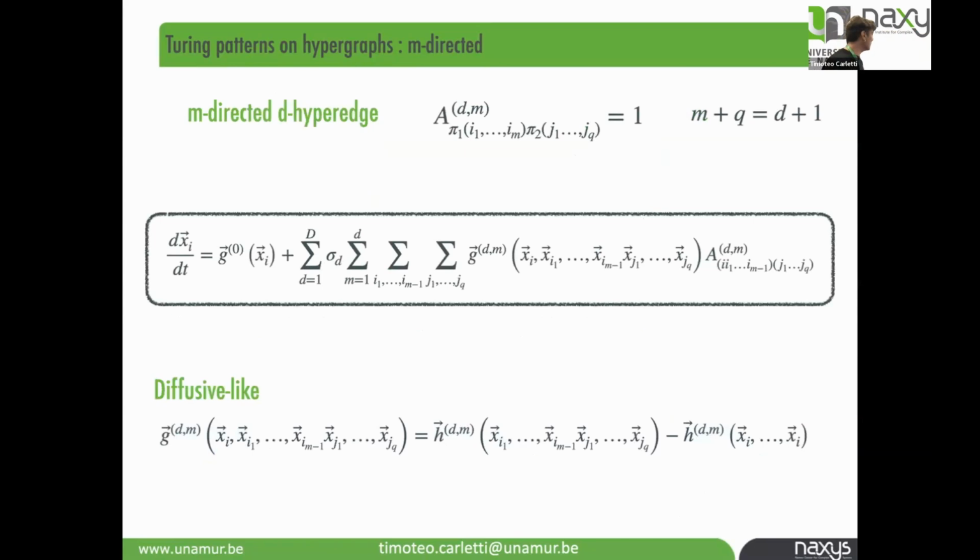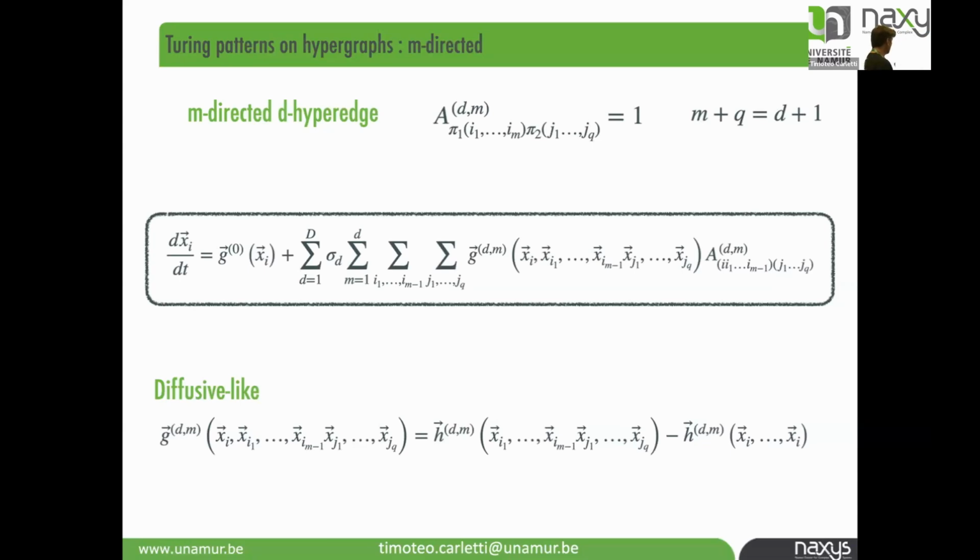And so if you do this, in general, you have this kind of adjacency tensor, where D is the dimension, M is the number of nodes in the head, so where the system points to, and Q is the number of nodes in the tail of the hyperedge, with M plus Q equal to D plus 1. So here we have Q species that promote the evolution of M species, but they do not interact with each other, while the M species in the head can interact with each other.